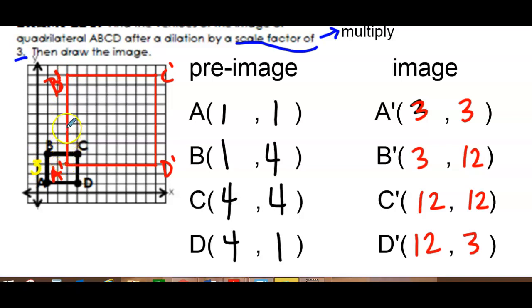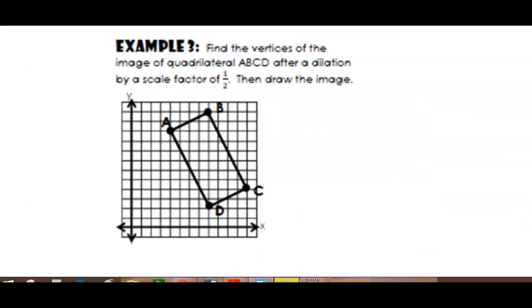And let's count this one. 1, 2, 3, 4, 5, 6, 7, 8, 9. Does that look 3 times bigger? It is. 3 times 3 would give you 9. And you could even check both of the sides that are proportional to each other. So AD, count with A prime, D prime. And then DC, count D prime, C prime. All right, so we are going to move on to example number 3.